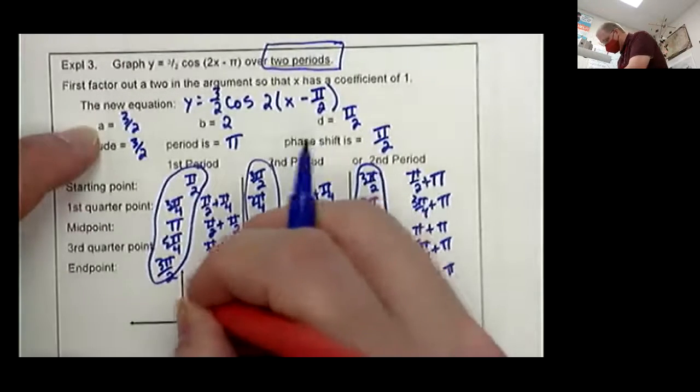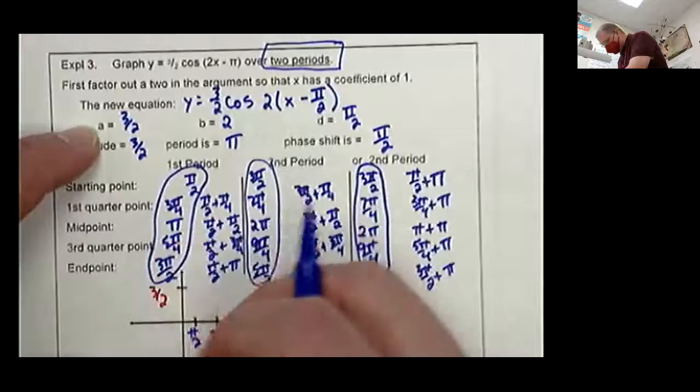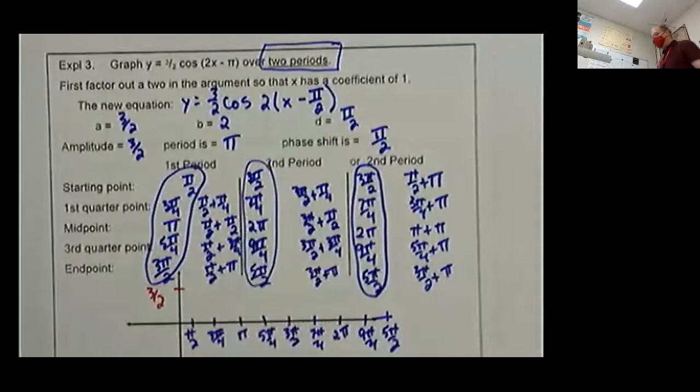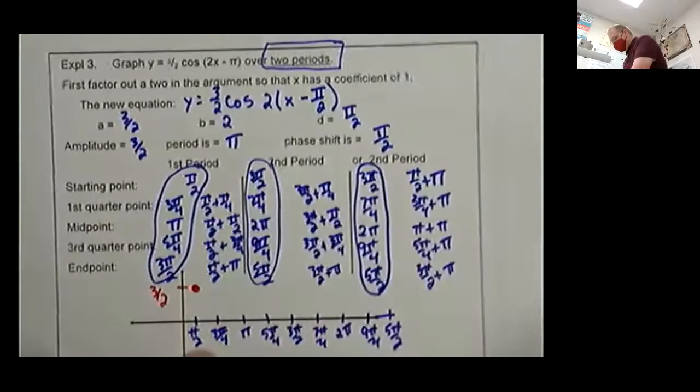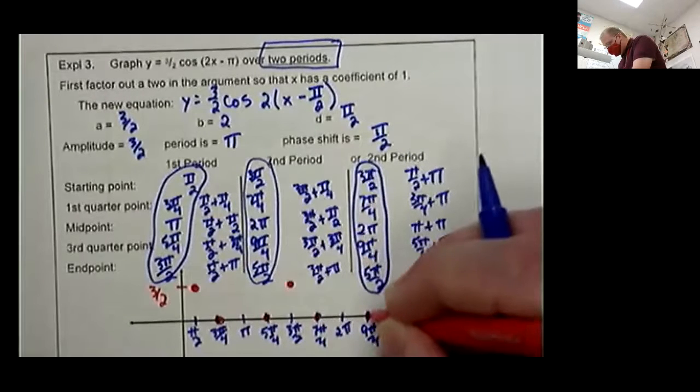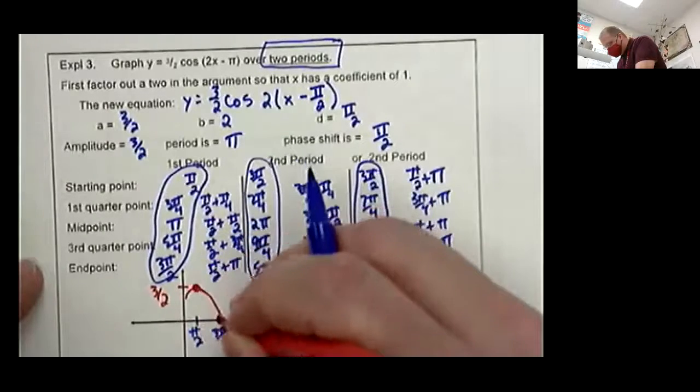The amplitude is 3 halves. So I'm just going to put a mark here at 3 halves and a mark here at -3 halves. Cosine starts at the positive maximum. So we're starting up here at 3 halves at pi halves. And we're going to 0, our minimum, our 0, our maximum, back to 0, our minimum, our 0, and our maximum. So here's our happy little cosine graph.